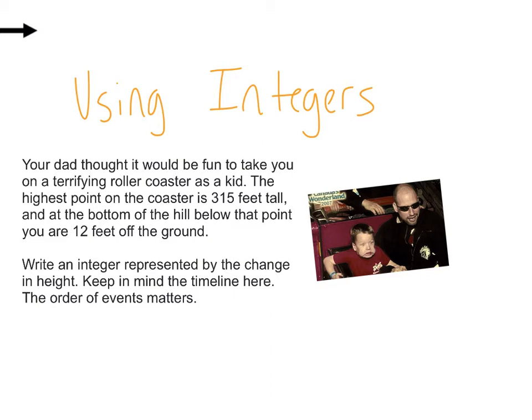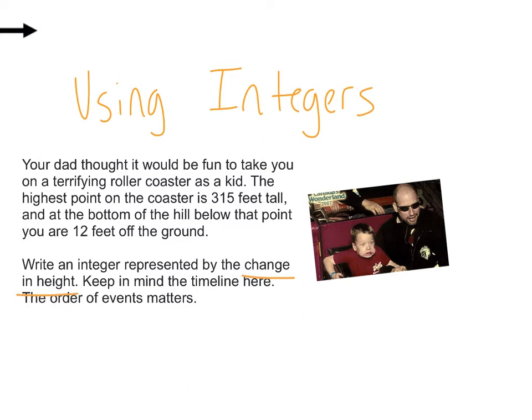And the last little thing for this video is just using integers, okay? So your dad thought it would be fun to take you on a terrifying roller coaster ride as a kid, and the highest point on the coaster was 315 feet tall. At the bottom of the hill below that point, you're 12 feet off the ground. So you go from 315 to 12. What we're going to do is write an integer represented by the change in height, and this is really key here, the change in height. Keep in mind the timeline, because the order of events matters.